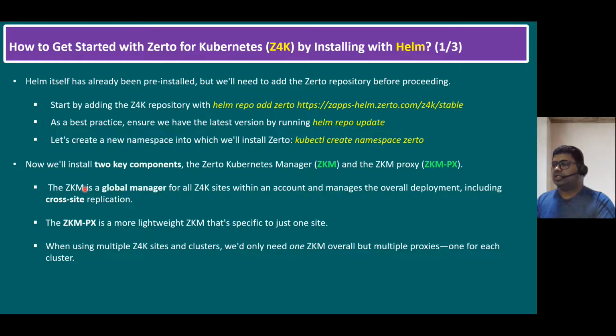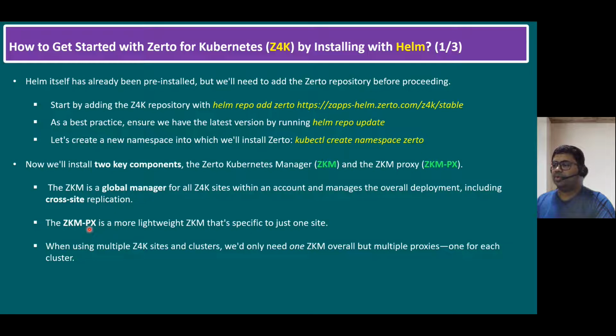ZKM is a global manager for all Zerto for Kubernetes sites within an account and manages the overall deployment, including cross-site replication. Even if you see in our architecture diagram, we have two clusters, the production cluster and also the replica cluster or DR cluster. Within the two clusters, we have only one global manager. That point I highlighted here.